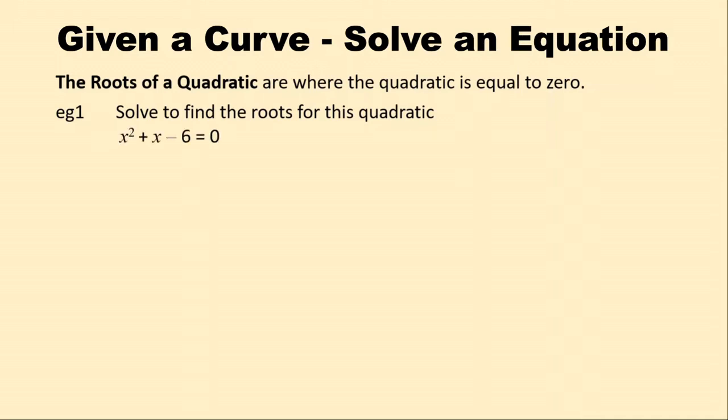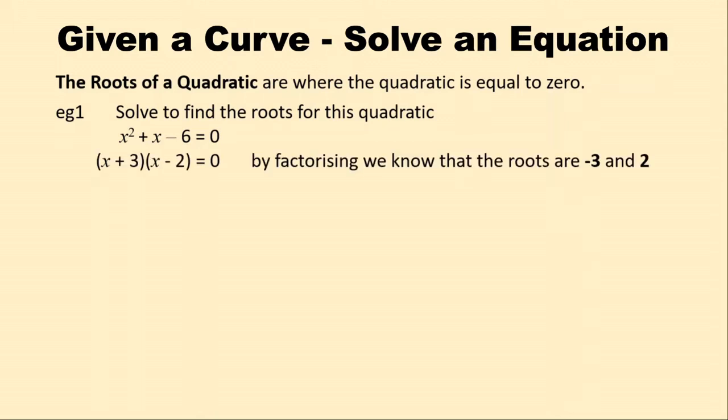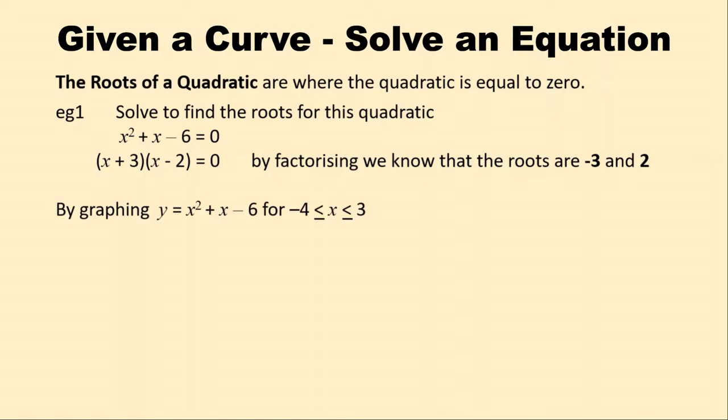So for example, if we're asked to find the roots of this quadratic, you may be familiar with factorizing quadratics. If you know how to factorize this, you should know that the roots are at -3 and 2. But as we're graphing today, you don't actually need to know how to factorize these quadratics. And as you may have seen before, some quadratics can't be factorized. So we're going to try graphing this quadratic for values of x between -4 and +3.